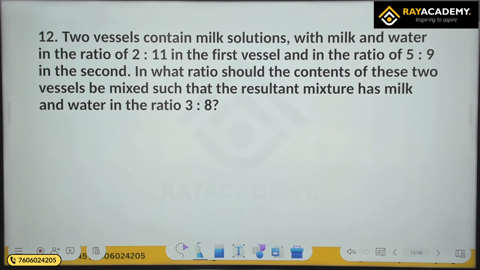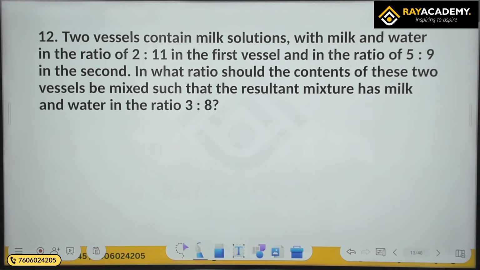Okay, this is another method question for alligation mixture. Two vessels contain milk solutions with milk and water in the ratio 2:11 in the first vessel and in the ratio 5:9 in the second. In what ratio should the contents of these two vessels be mixed such that the resultant mixture has milk and water in the ratio 3:8?